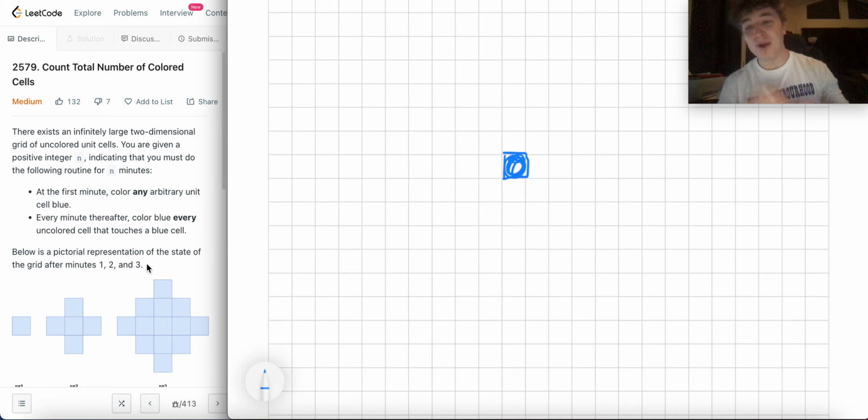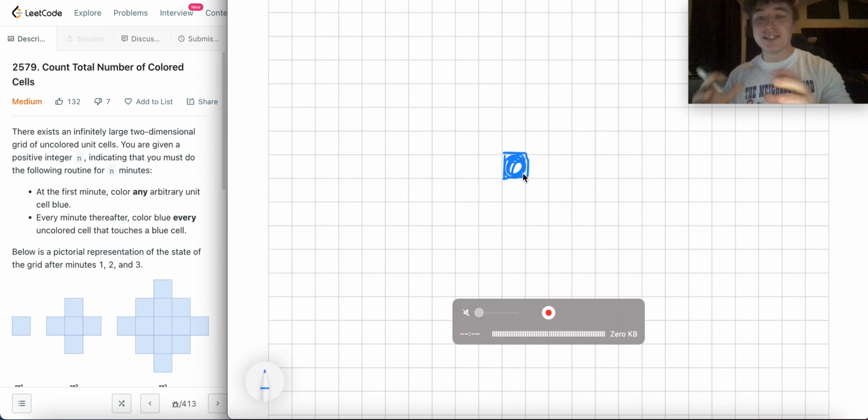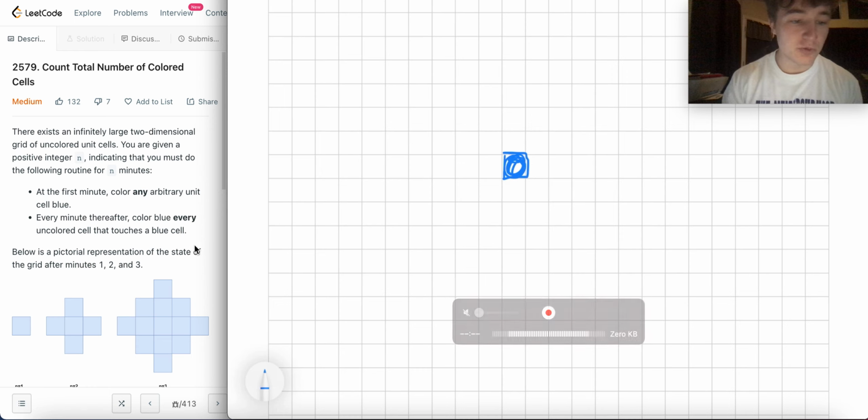So this problem makes this weird, confusing claim to just state that we're coloring a cell and then we go outwards. This infinite thing is just to establish that there are no boundaries, there's no edges to this system. You color one cell and then every minute you color every cell that cell touches. It doesn't really state what it means to touch a cell, but it establishes it in this pictorial graph.